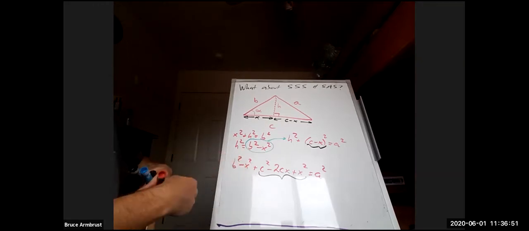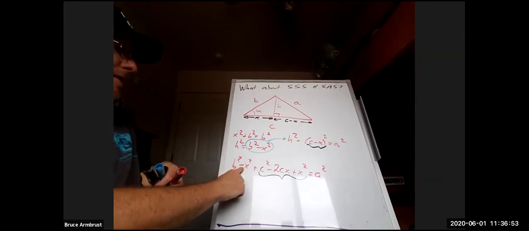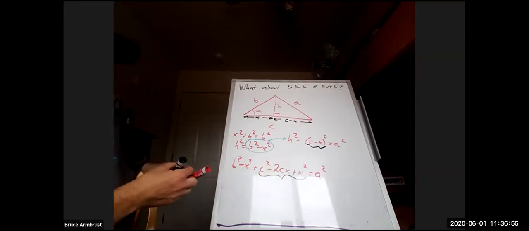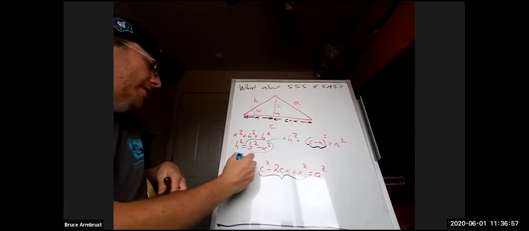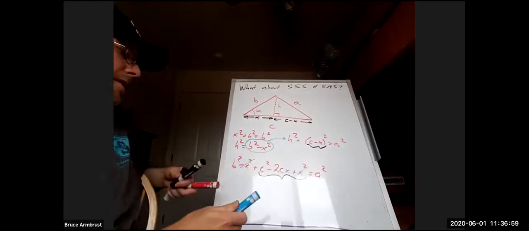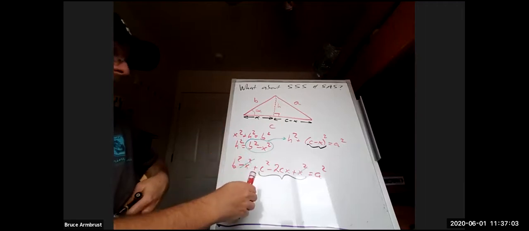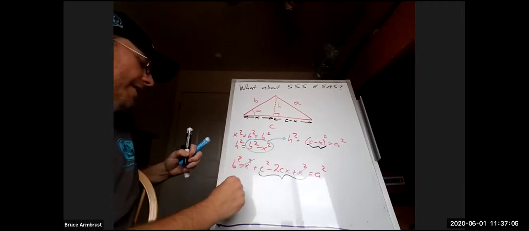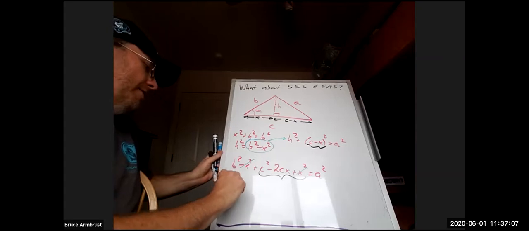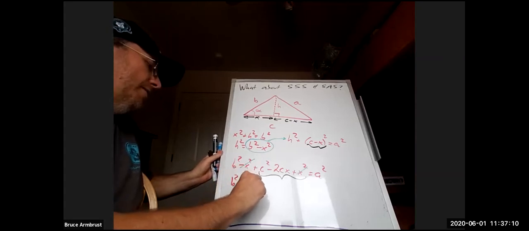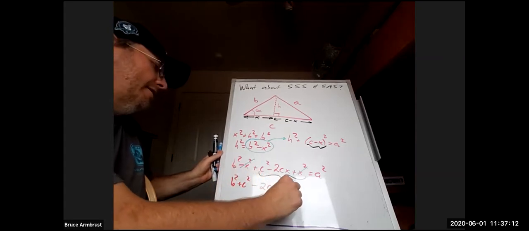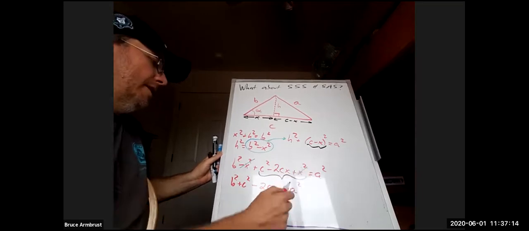Okay, but now notice I've got a minus x squared and a plus x squared. So those things cancel. We can slash those. So this is starting to look pretty good. It's getting rid of almost everything. All I've got left in there is an x. So I've got b squared plus c squared minus 2cx equals a squared.